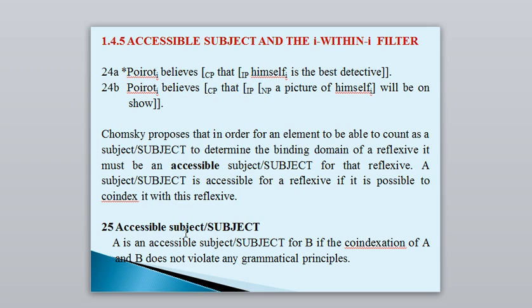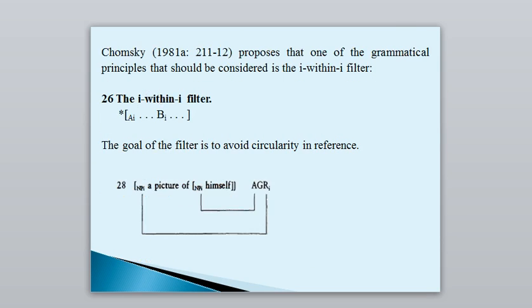So what is an accessible subject or big subject? A is an accessible subject or big subject for B if the co-indexation of A and B doesn't violate any grammatical principles. For example, here the co-indexation of the reflexive himself and the antecedent Poirot would violate the locality condition, so we cannot co-index these two, so this is not the accessible subject of the reflexive.